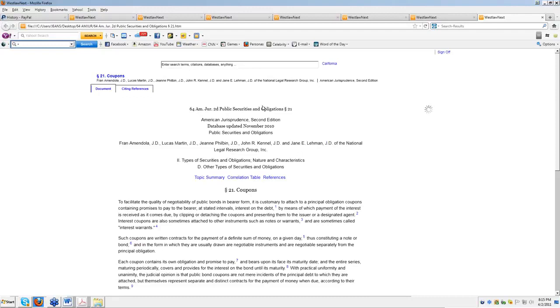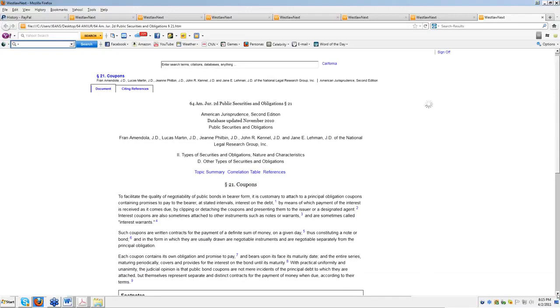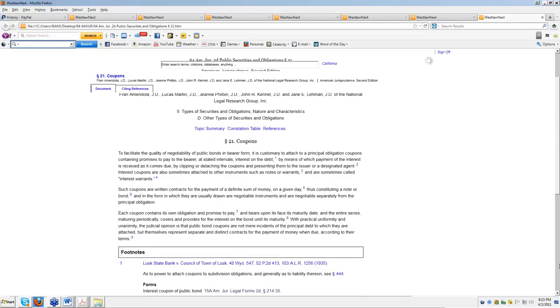Let's go over this. You know when you get a utility bill? Yeah. And they have that coupon at the bottom? Yes. Okay, what does it say on here? Can you read this? Coupons, section 21. Yeah, read it. To facilitate the negotiability of public bonds in bearer form, it is customary to attach to a principal obligation coupons containing promises to pay to the bearer, at stated intervals, interest on the debt.